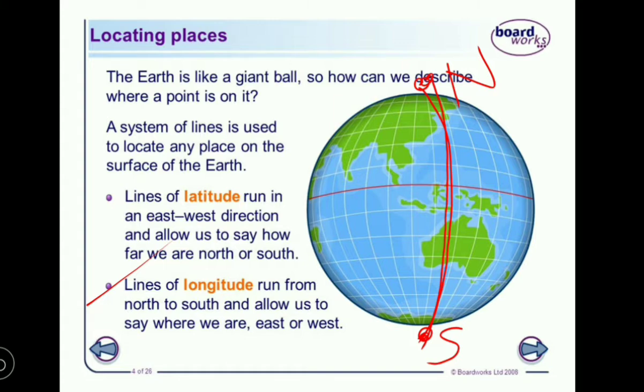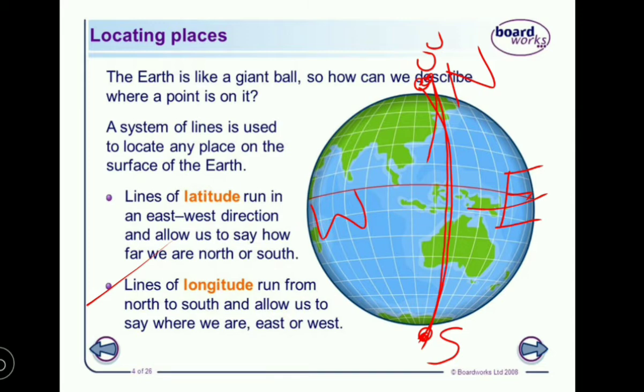Here also we measure the longitudes in degrees. The 0 degree prime meridian, or Greenwich meridian, divides our earth into two equal halves: one is the eastern hemisphere, the other is the western hemisphere. Always your right hand shows the east, and the left hand shows the west on the globe. These longitudes allow us to say where we are from east to west. So this is all about the longitude.